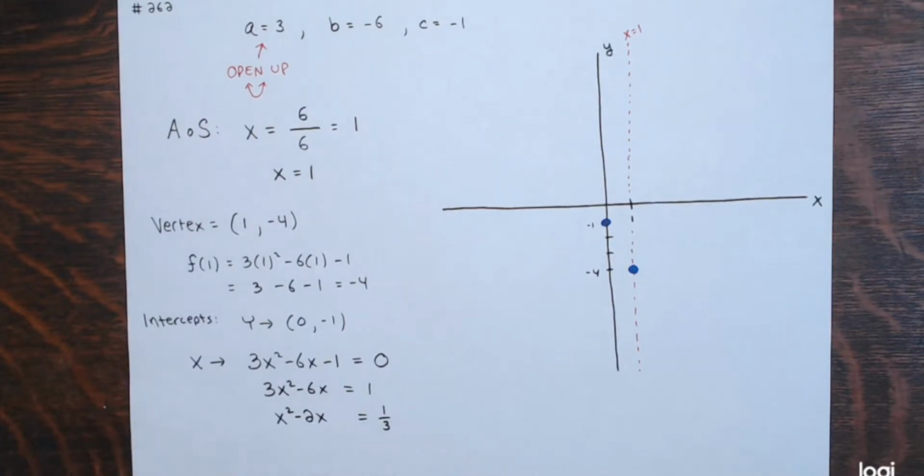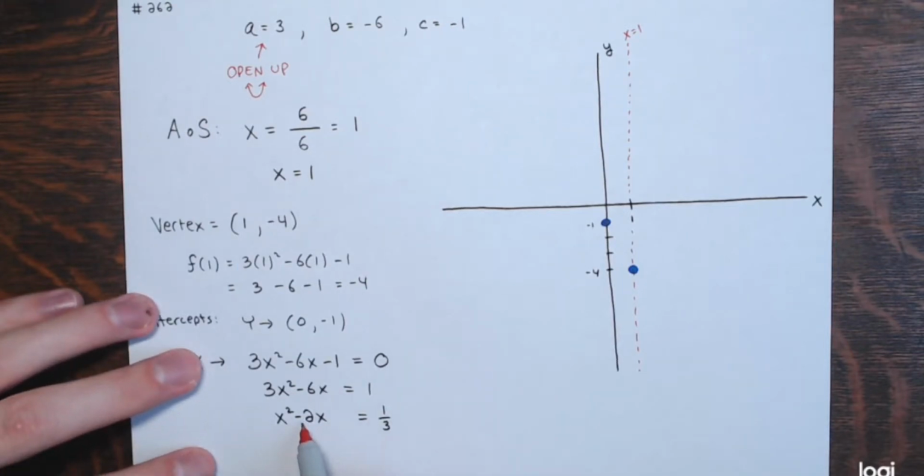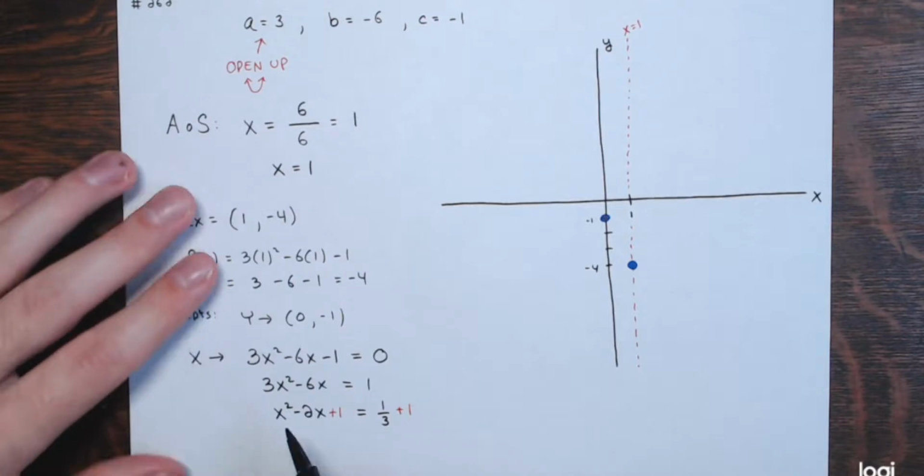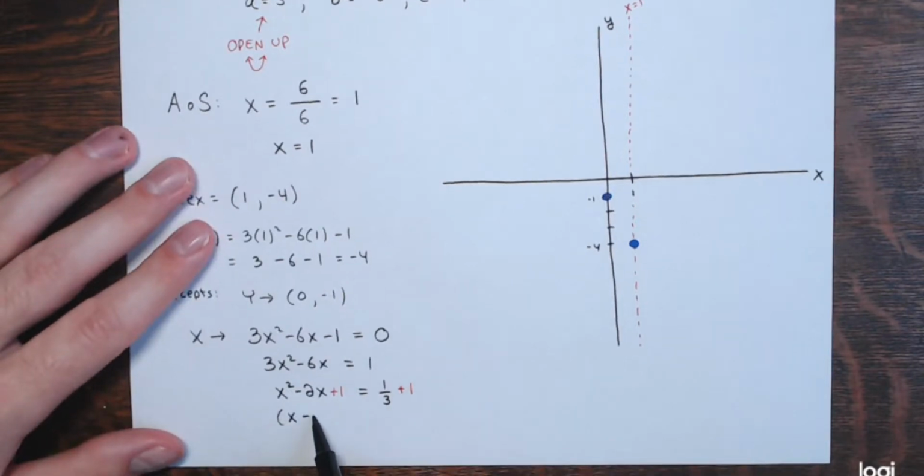And then I complete the square by taking half the linear coefficient, which is negative 1, and then squaring it, which would be positive 1, right? And I add that to both sides. That makes this side a perfect square trinomial that can factor to x minus 1 squared. 1/3 plus 1 is 4/3.